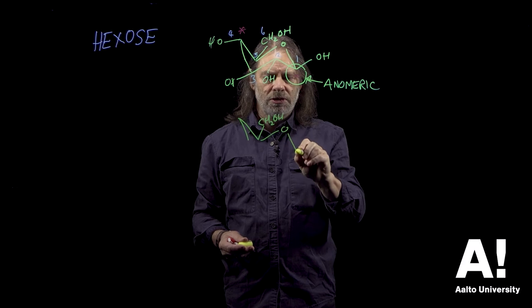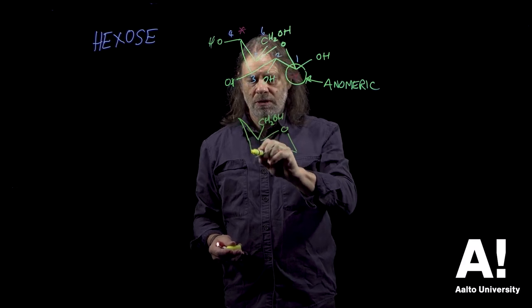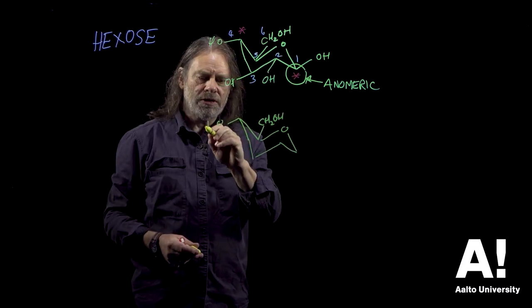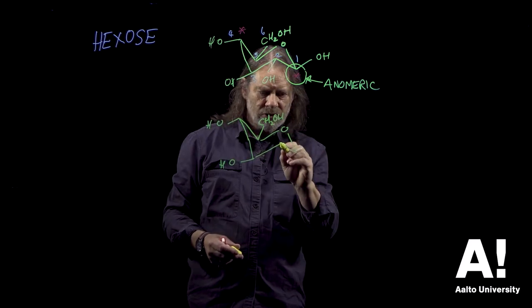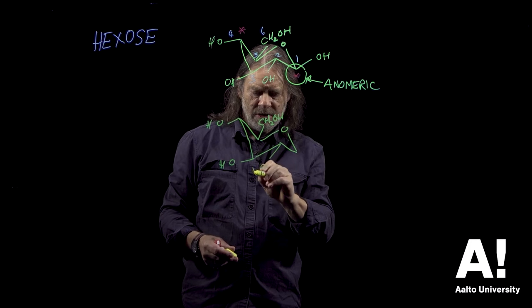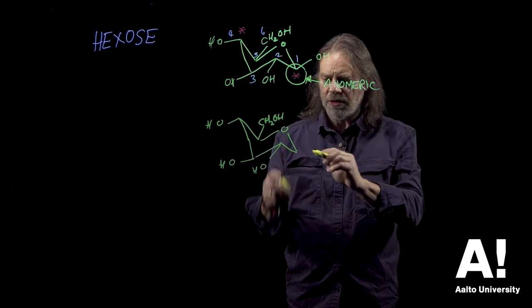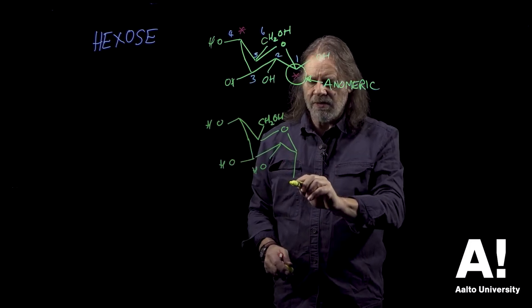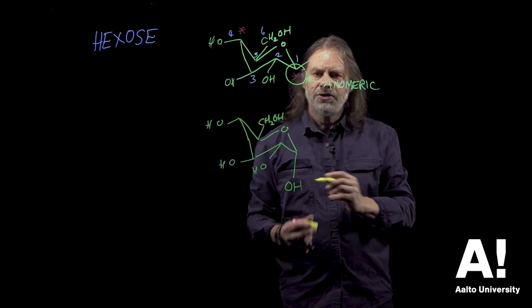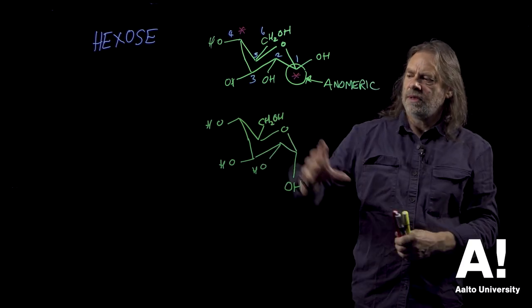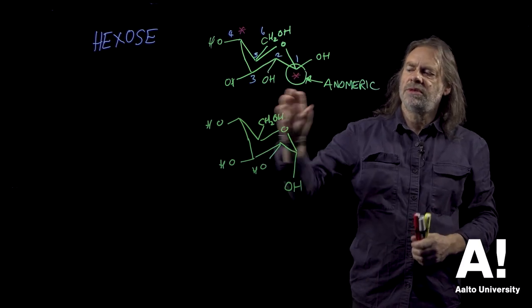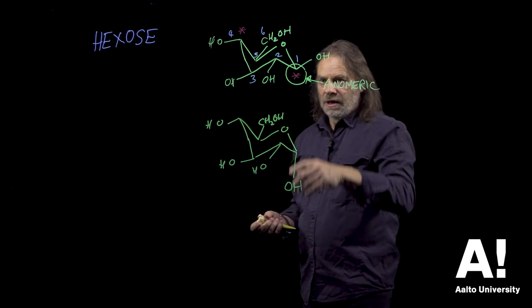I shall draw this as quickly as possible. So we still have all these equatorial hydroxyl groups pointing out here. I'll explain the term equatorial in a minute. But now, that hydroxyl is in that position. So either of those two forms are possible. So this is one form of glucose, this is another form of glucose.